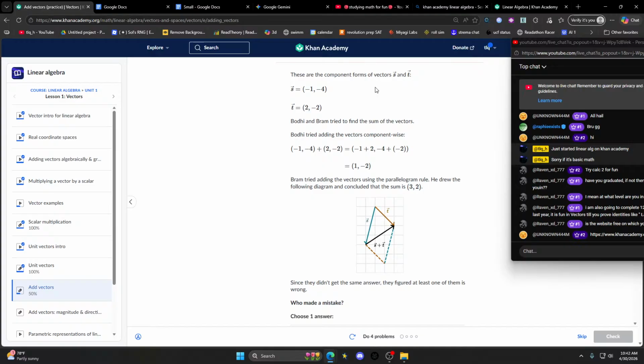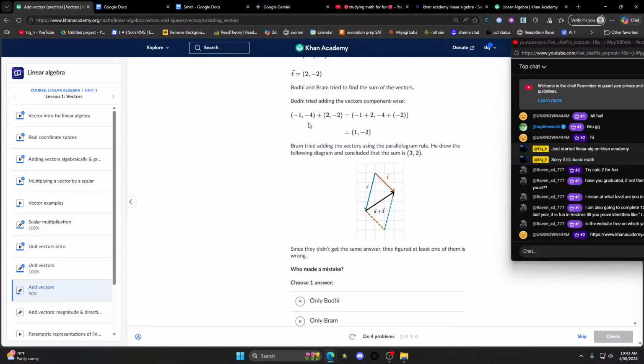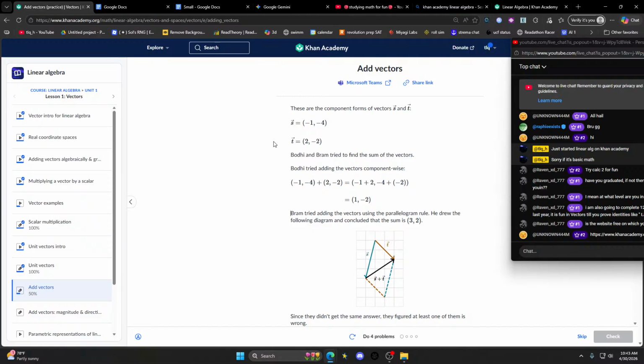These are the component form of vectors s and t. S equals that. Bodhi and Ram try to find the sum of vectors. Okay, so we just have to solve and see which one is correct. I see how they do this now. Alright. So, if we add these, 1 by negative 6. Well, hold on. Yeah, it's asking to add them.